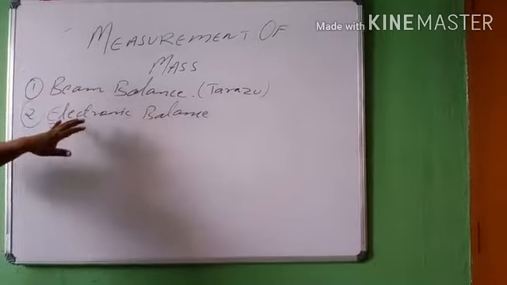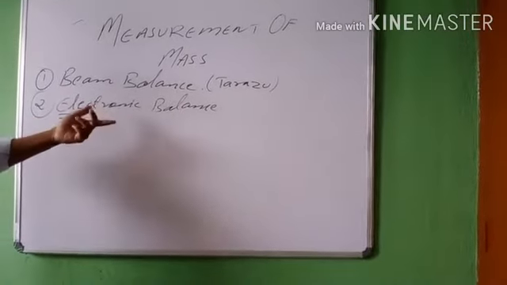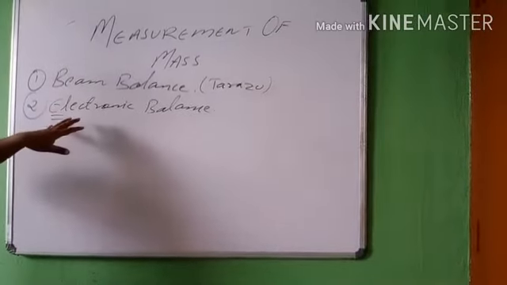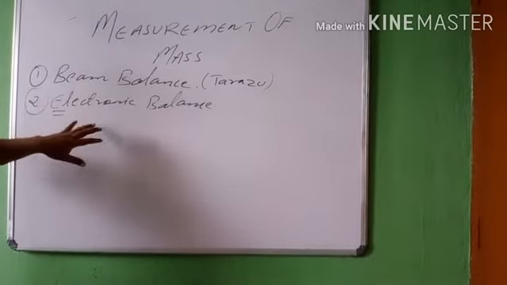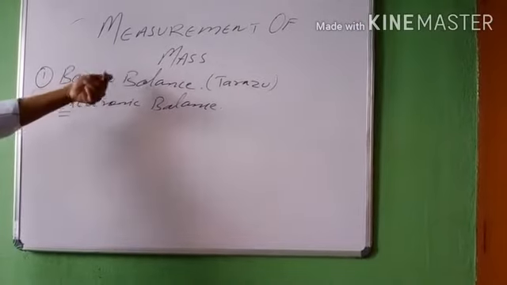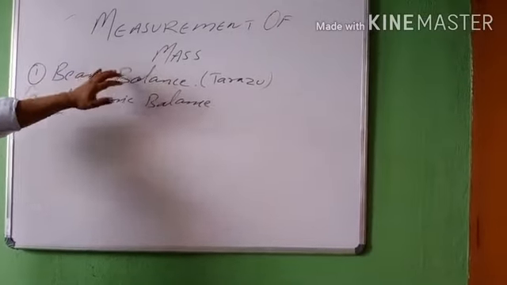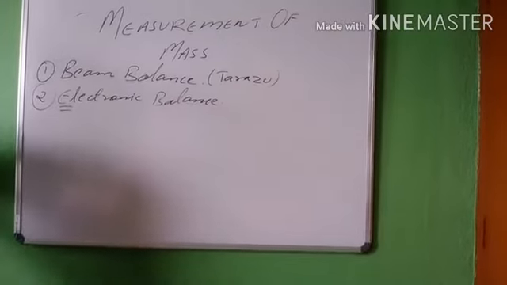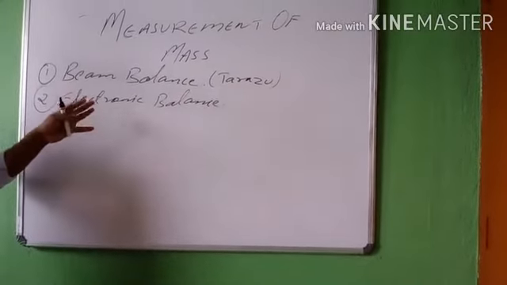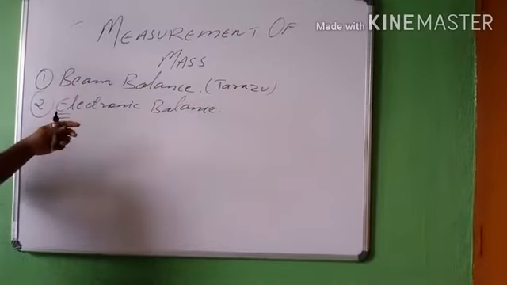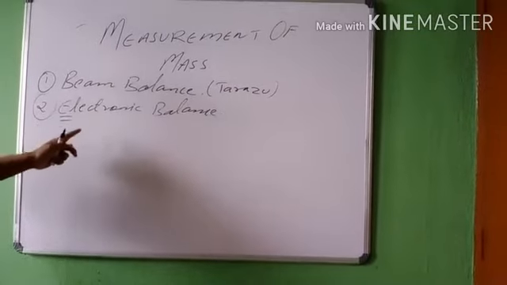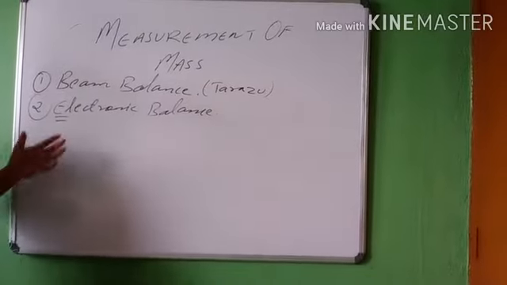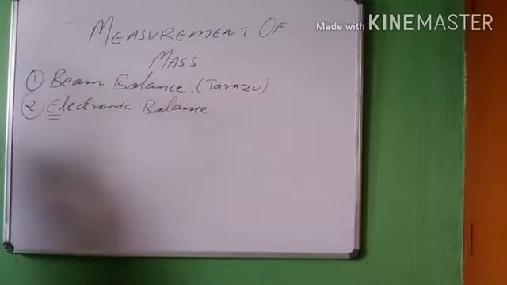Between beam balance and electronic balance, the electronic balance is the most precise one. Depending upon the configuration, it can display a very small mass also. In a beam balance, suppose I am measuring 1 kg, it will show near about 1 kg only. In a beam balance the measurement will not be precise, but in an electronic balance it will be very precise. When you place an object, it will display 1.05 gram and something. It's very precise.